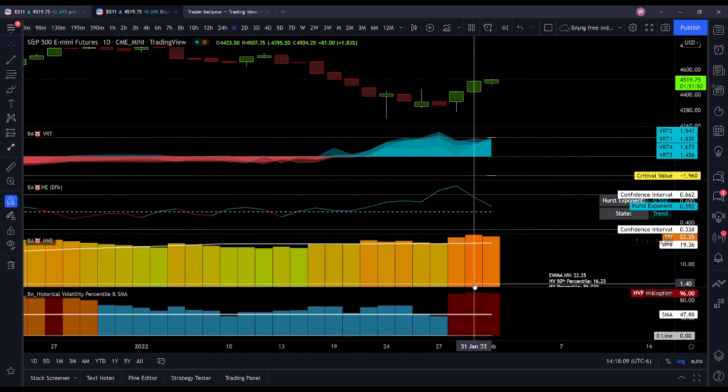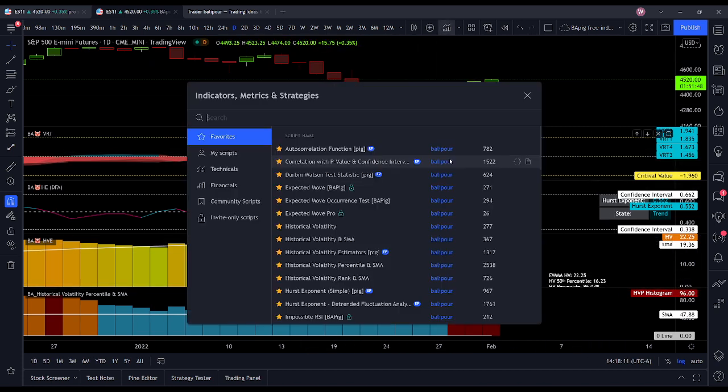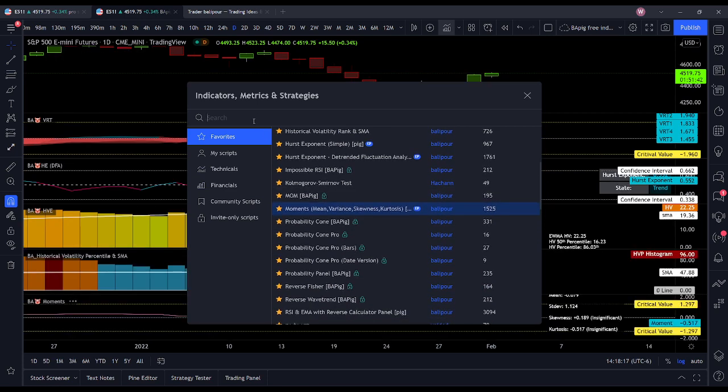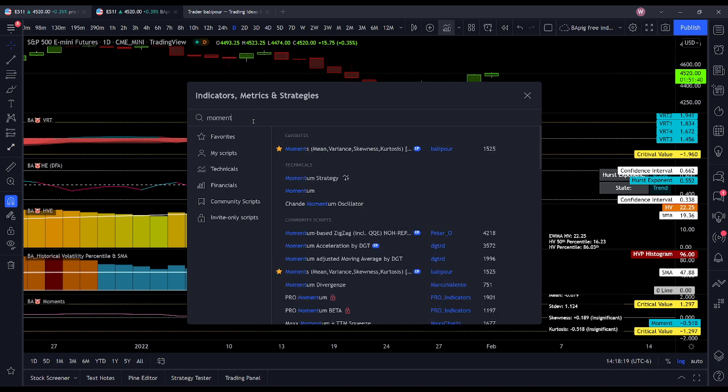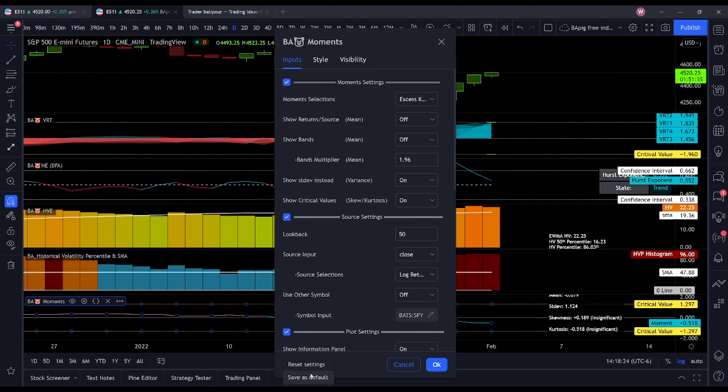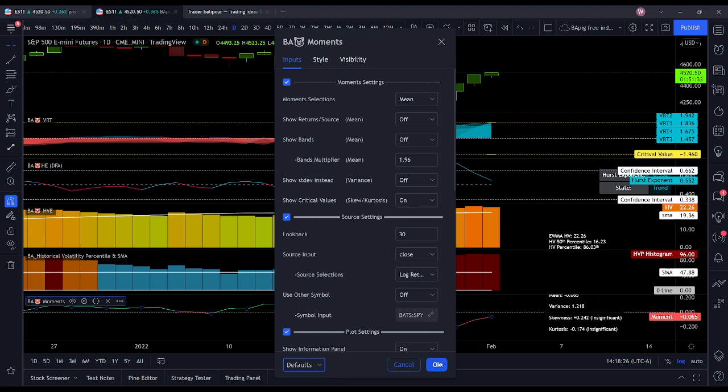analysis. So these are all market state indicators, and then we can also pull up a great free indicator, the moments indicator. We can throw that into the search bar, and you'll see that it's the only one available, and then we can reset our settings.